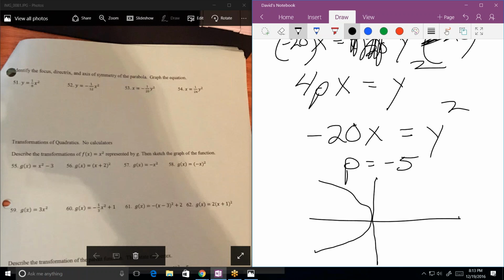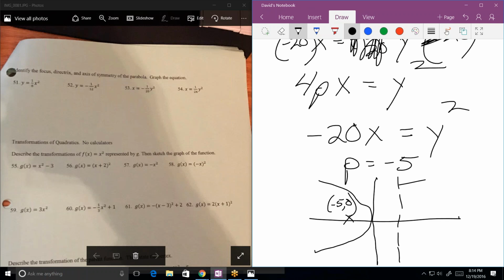So p being minus 5 means what? What are the coordinates of the focus? (0, -5), or (-5, 0). Minus 5, 0, exactly. It's different because it's horizontal. Before, we found p by going up and down, but with horizontal parabolas, we find p by going left and right. It also changes the equation of the directrix. The directrix is no longer a horizontal line, it's a vertical line.